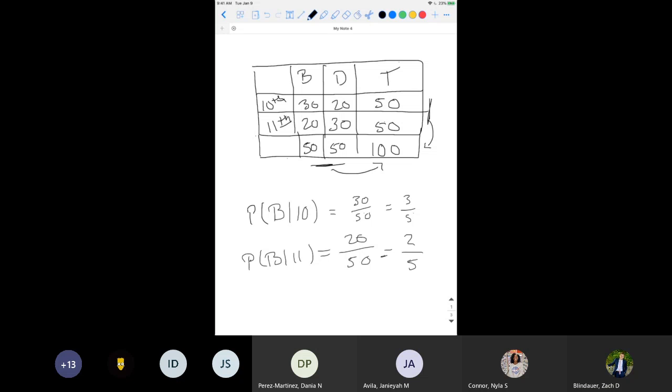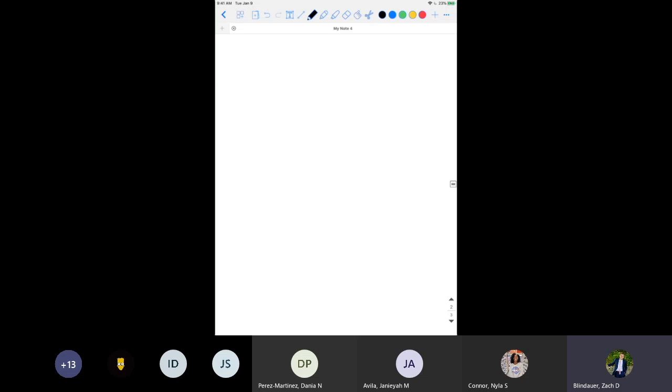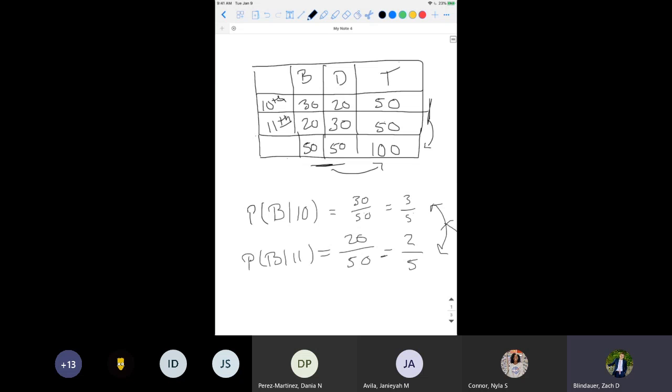So is it dependent on whether it's 10th or 11th grade? The answer should be yes. It is dependent because they are at different rates. These are not the same. They're different rates, so it depends on which grade you're looking at. When we see these, they're dependent because they're different rates. Anybody have questions on that concept?